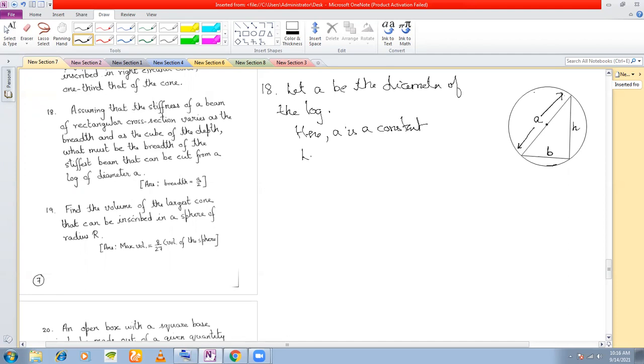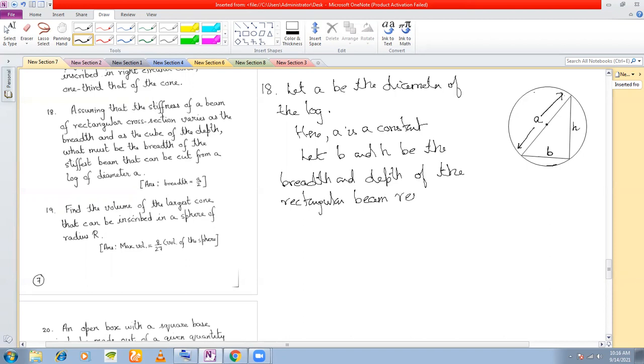Now I say let b and h be the breadth and depth of the rectangular beam respectively. So if b and h are the breadth and depth, that means b and h are variables, right?